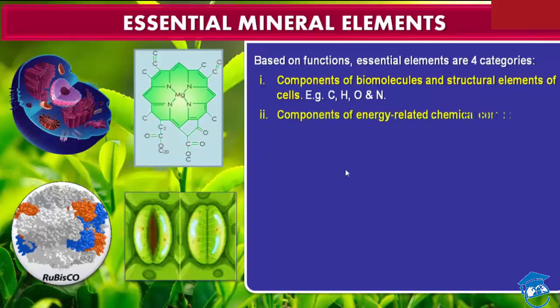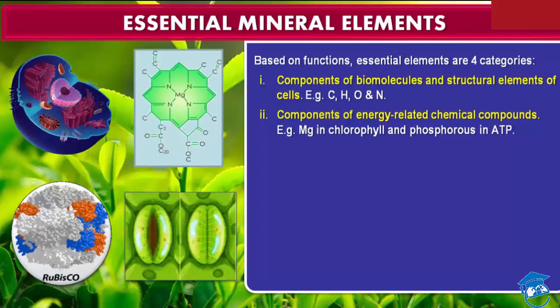Second is components of energy related chemical compounds. For example, magnesium in chlorophyll and phosphorus in ATP. These are the two examples which are components of energy related chemical compounds, students.